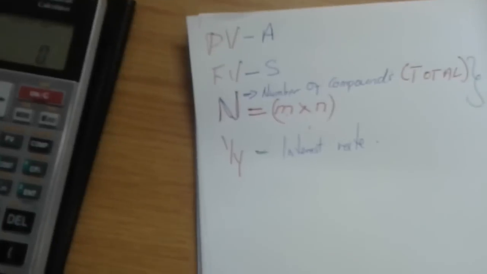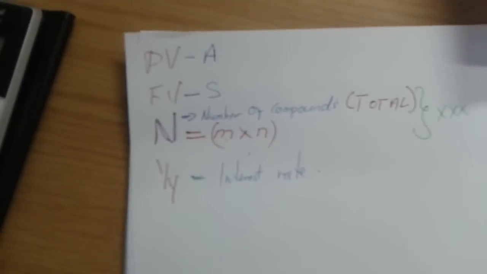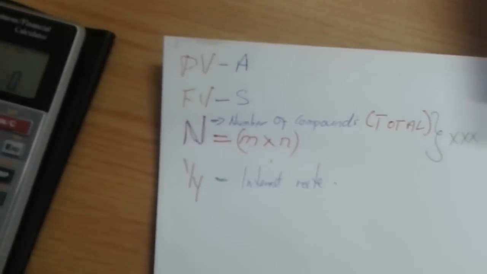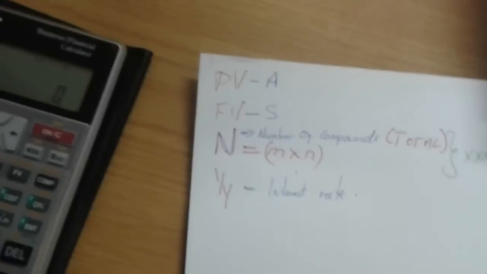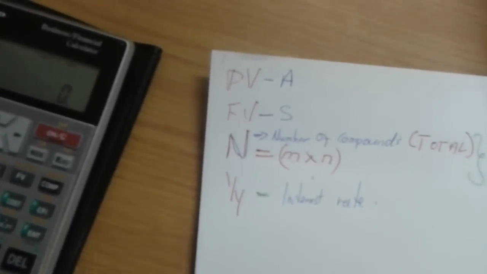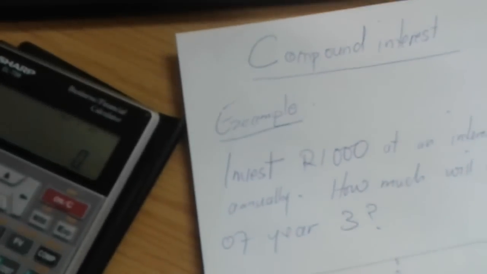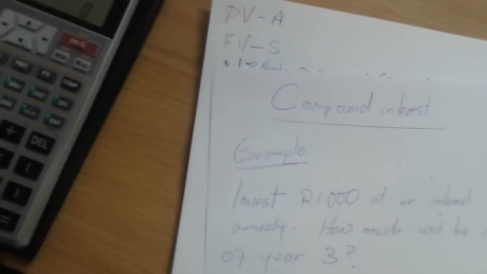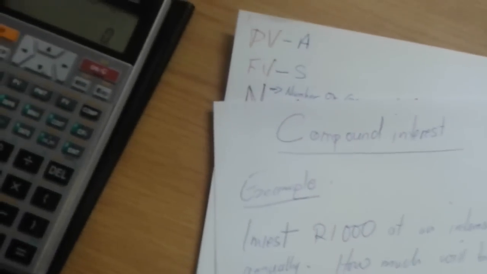Okay, so let's now see. Let's do the same question that we have. Invest 1,000 at 10% per annum, compounded annually. How much? So again, same thing. You need to know what you are given. So let's say you want to use the calculator. You need to give names to these figures.